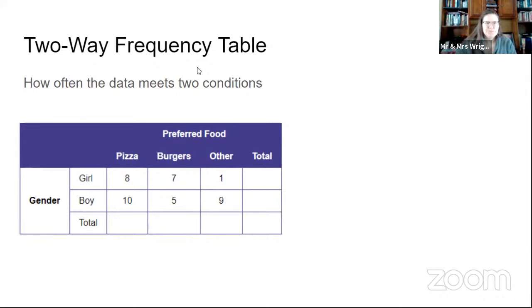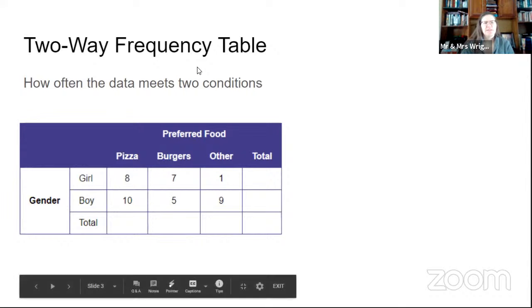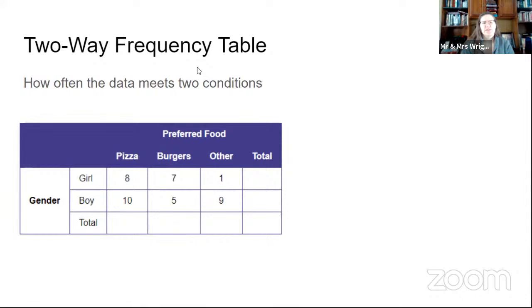All right. So if you notice, this two-way table is not complete. We have our preferred food, pizza, burgers, other, and total is missing. We have our genders, girl, boy, and total is also missing. So we need to go ahead and total both of these up.